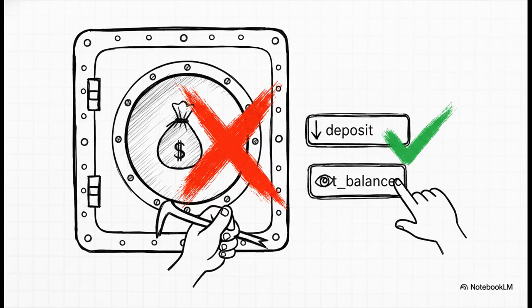Think of your bank account balance. You don't want any random part of the code to be able to just reach in and change that number, right? No way. So you lock it away. To interact with it, you have to go through official methods like deposit or get_balance. This keeps your data safe and your code predictable.